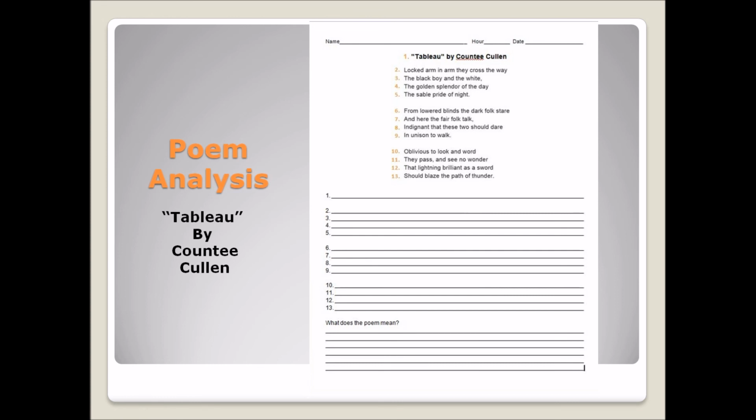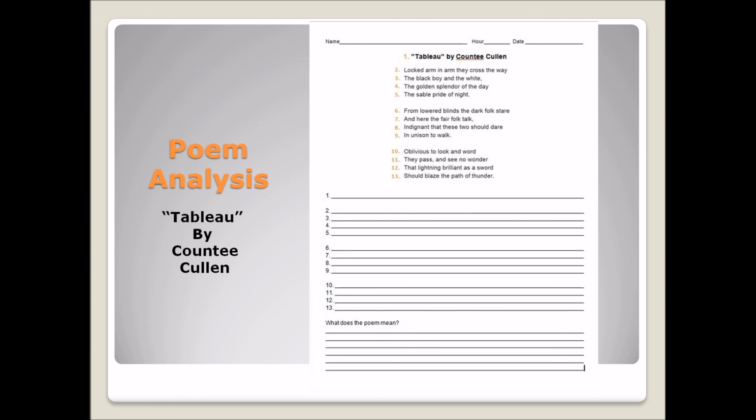Once you have written down everything you've thought of for lines 1 through 13, you're going to answer this question: what does the poem mean? So you're going to take the information that you've written down, think about what you know about the author Countee Cullen, and think about what you know about the Harlem Renaissance and the ideas and attitudes that were occurring during that time, and you're going to write down in sentences what you think the poem means.